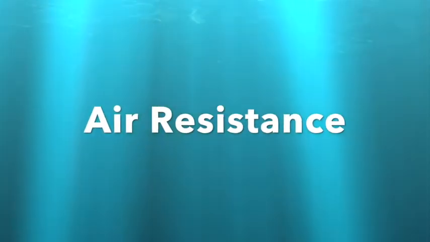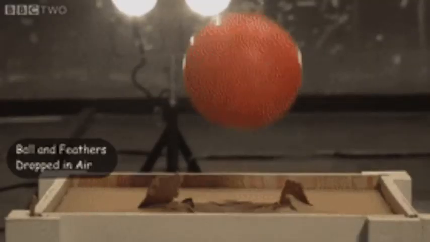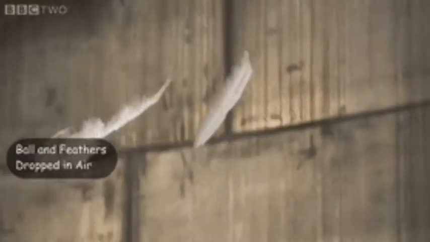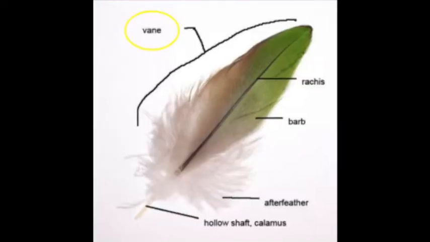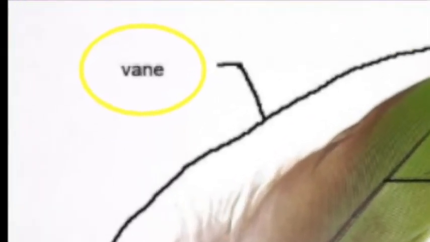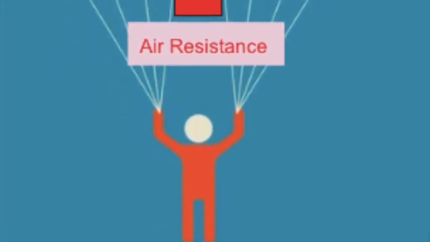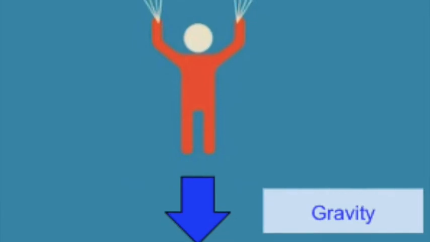Air resistance. When you drop a bowling ball and feathers from the same height, it's pretty obvious that the bowling ball hits the ground first. This is because feathers have more surface area because of the vane and get more air resistance. Air resistance helps slow down velocity. Its force is in the opposite direction of gravity.